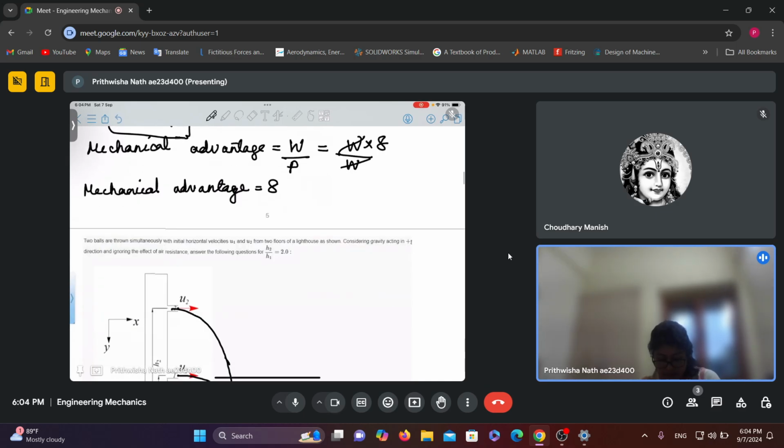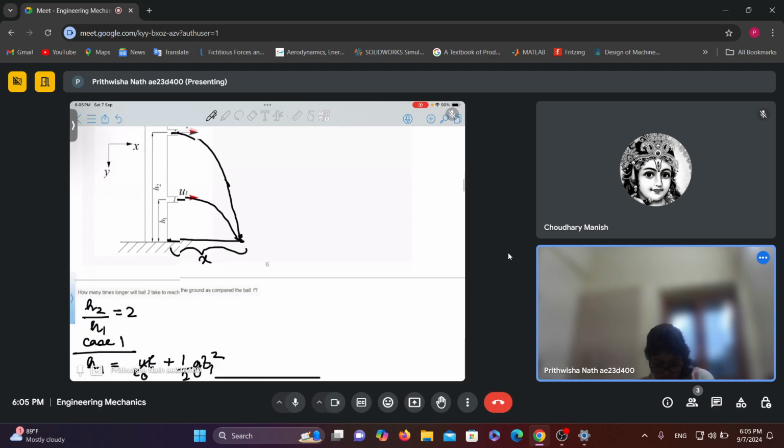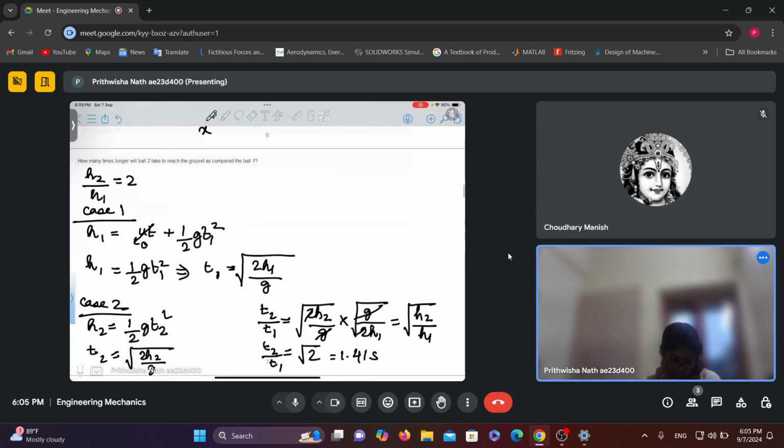Now for the next part of the problem, two balls are thrown simultaneously with initial horizontal velocities u1 and u2 from two floors of a lighthouse, and the ratio of the two heights is also given, which is 2. So how many times longer will ball 2 take to reach the ground as compared to ball 1? Basically we need to find out the ratio of the times.